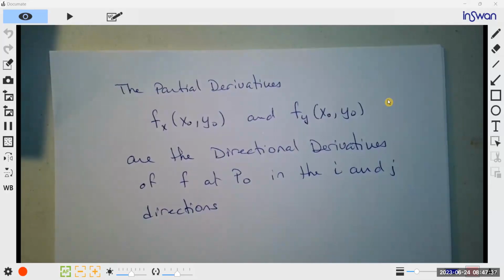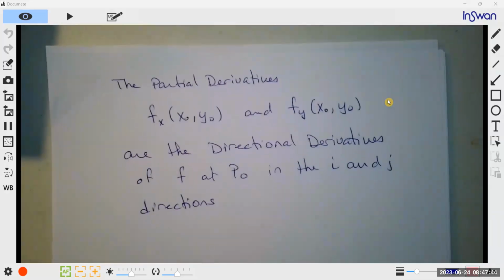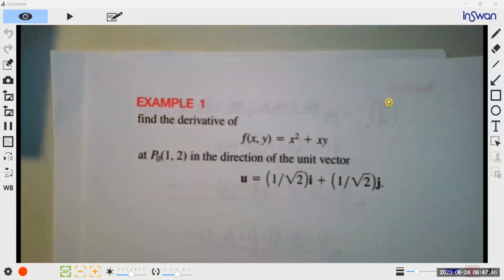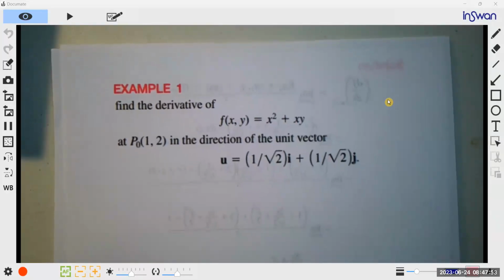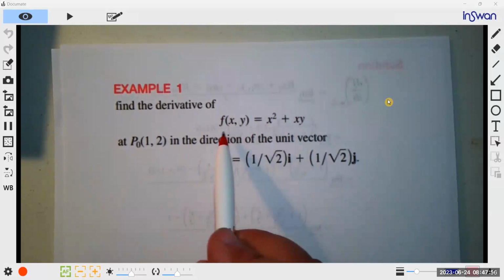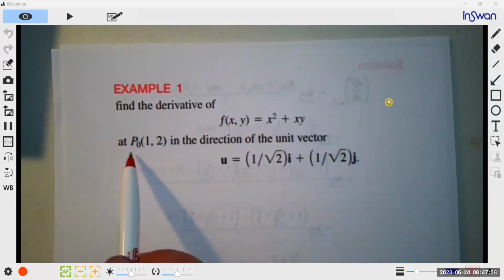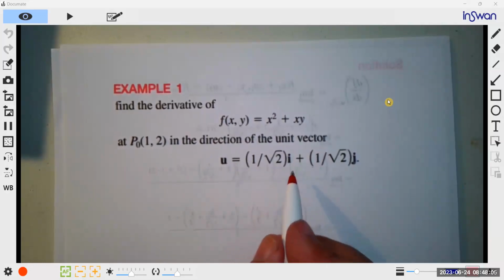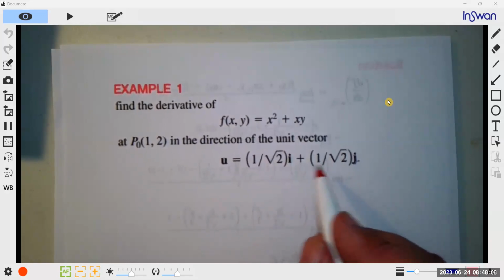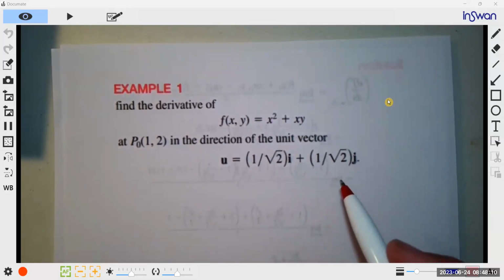All right, so this is our first example. Example 1. Find the derivative of f of x, y equals x squared plus xy at point (1, 2) in the direction of the unit vector u equals 1 over radical 2 i plus 1 over radical 2 j.